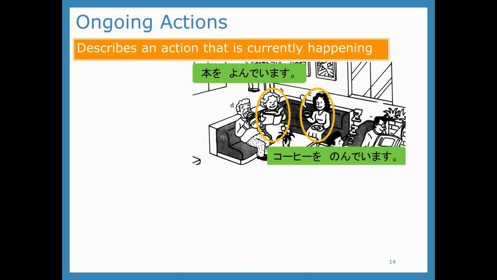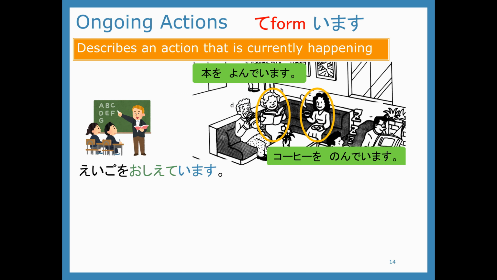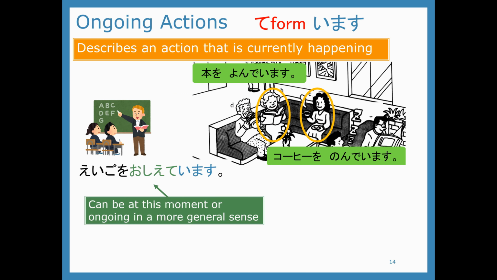In other words, the te imasu form is used to describe what we are currently doing, to tell about an action that's happening right now. This can be in the specific sense or in the more general sense.